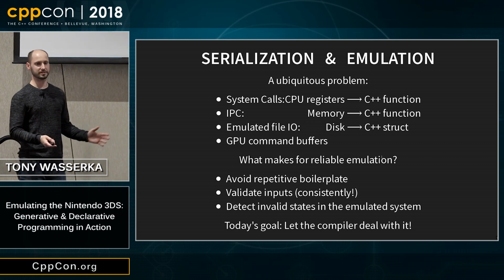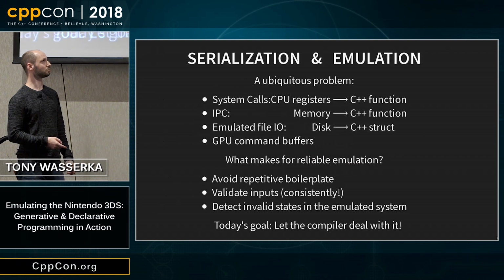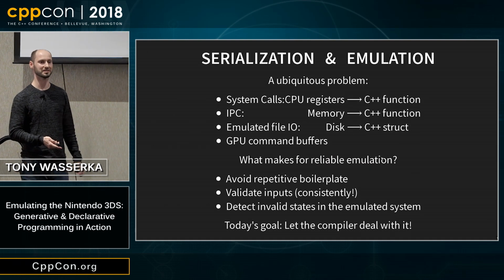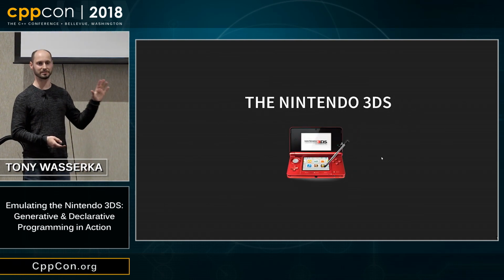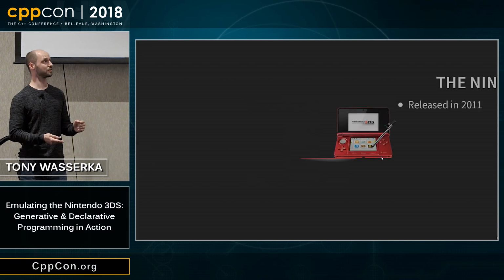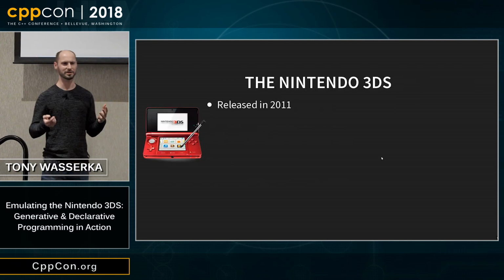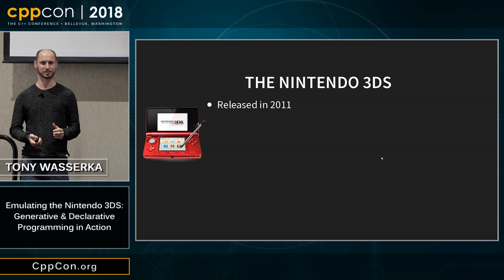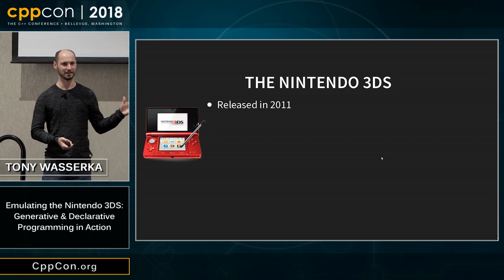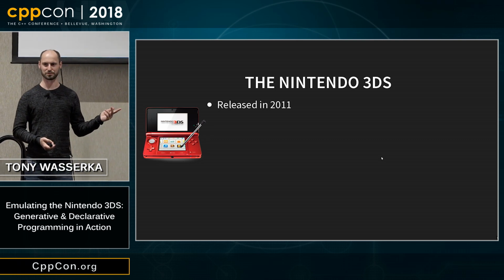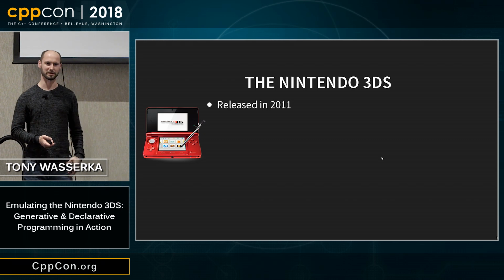Right, and today's goal is basically let the compiler deal with it and to see what the actual problem here is. I'll need to give you an overview of the Nintendo 3DS system first. So the Nintendo 3DS is Nintendo's current-ish handheld console. It was originally released in 2011. And there's still titles being produced for it, but it's kind of being phased out by the Nintendo Switch by now.